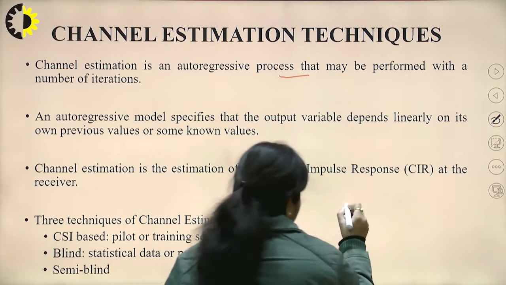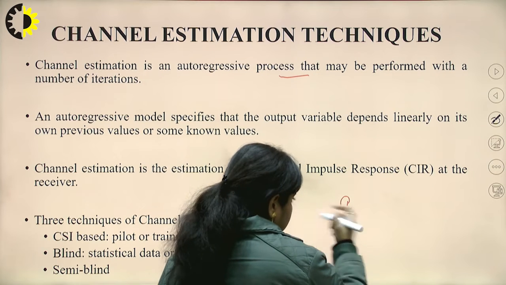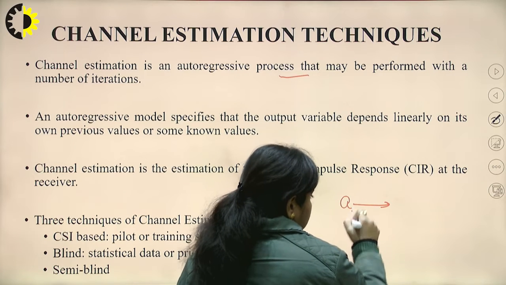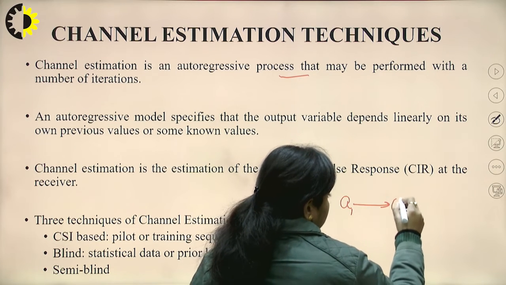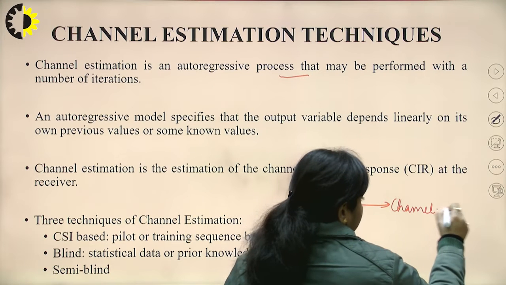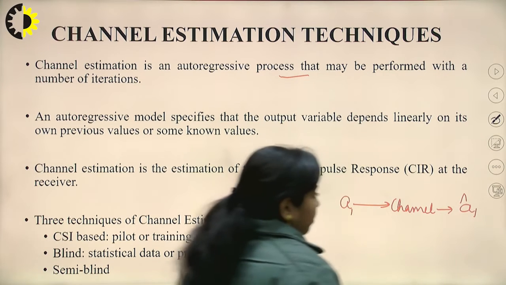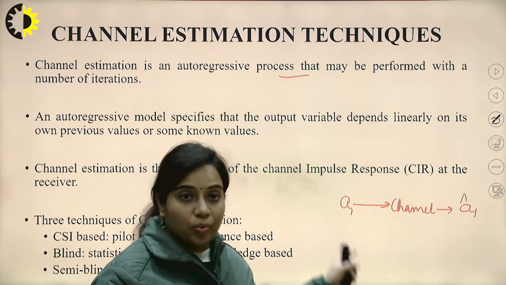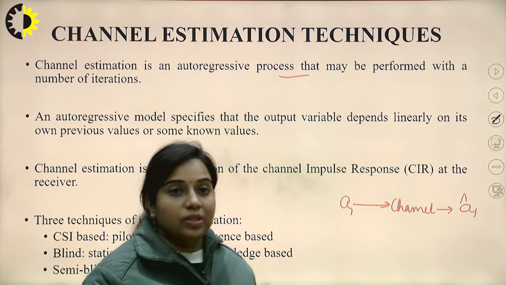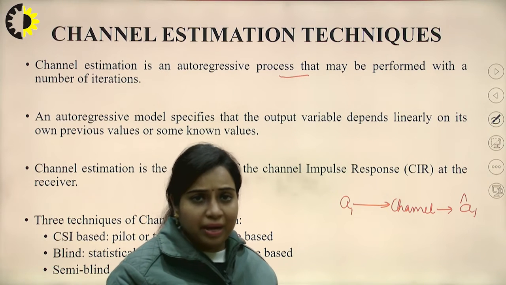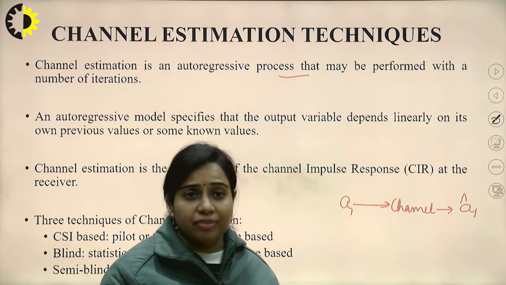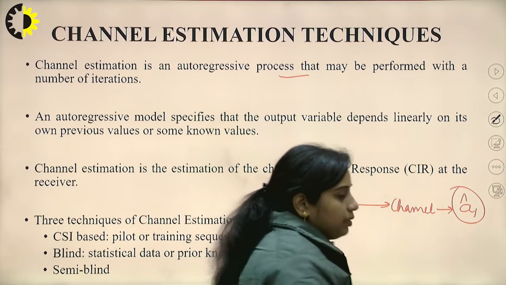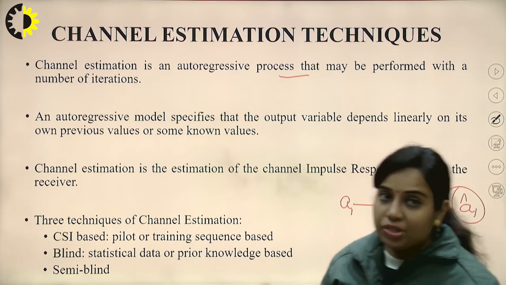Let's say I have transmitted a particular signal, which is denoted by A1. Then it will travel over the channel. At the receiver side, we are going to receive A1 cap. Now, what is A1 cap? A1 cap is the estimation of the original signal A1, because in practical conditions it will be affected with noise. So, that is denoted by A1 cap, the estimated value of the original signal A1.